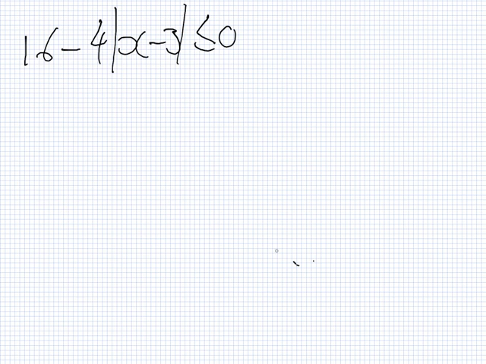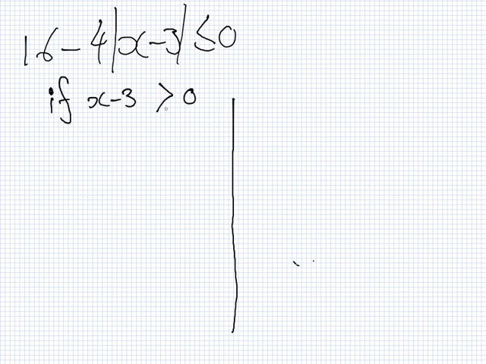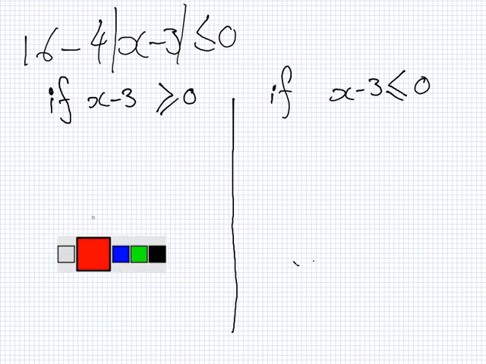So what you do is you break this problem up into two halves. The first part is if x minus 3 is positive. And the second part is if x minus 3 is negative. So if x minus 3 is positive, then do we need the absolute sign anymore? No, it's not necessary. It's positive already.